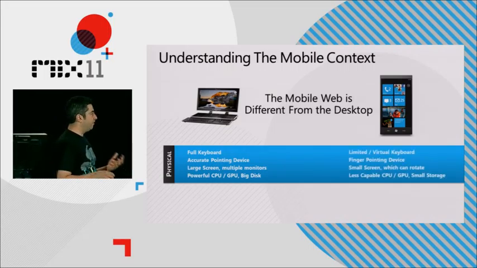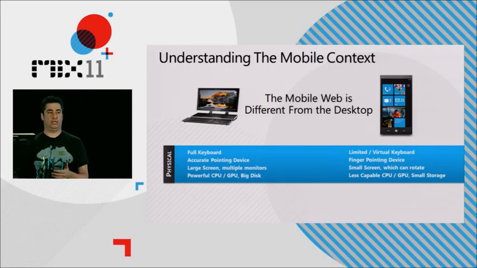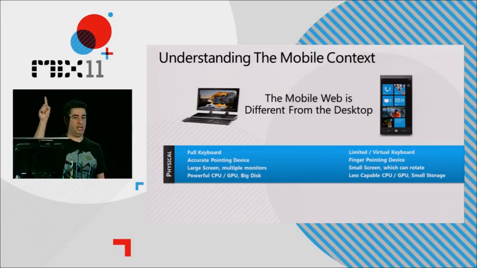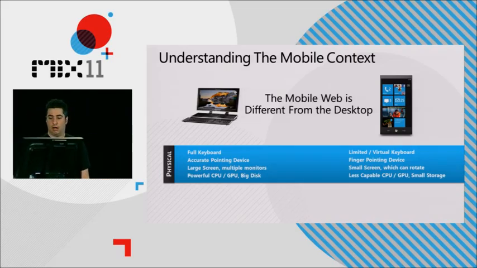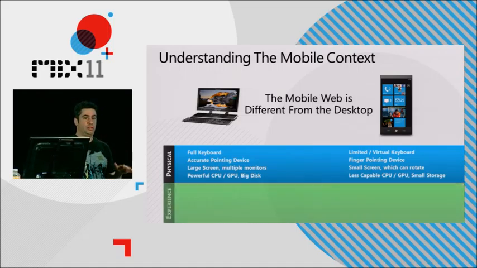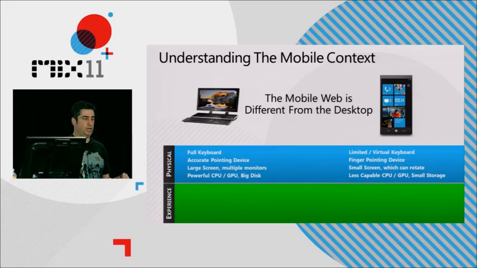The physical characteristics of mobile devices are obviously not as capable, right? You've got a limited keyboard. If it slides out, sometimes you don't have that. Sometimes you have a virtual on-the-screen keyboard, right? You've got this, you know, nice finger pointing device, which is big. Well, mine are big. You've got a smaller screen. You've got GPUs and CPUs that aren't as capable. Those are the physical differences, but those give rise to experience differences.